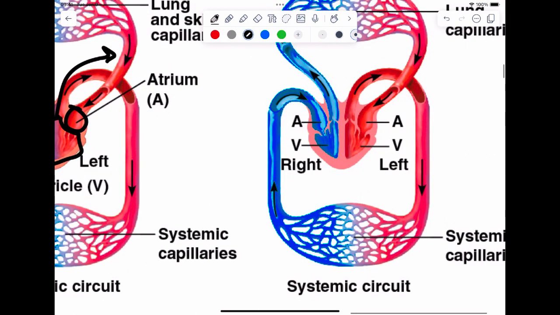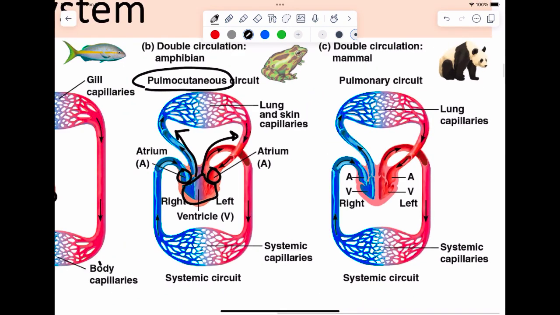Eventually, you get to us mammals, where we have a total separation of the pulmonic circuit and the systemic circuit. So we'll end up having a right atrium and ventricle, and we'll have a left atrium and ventricle.